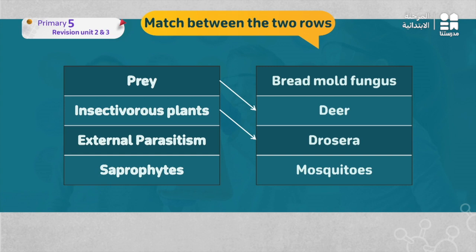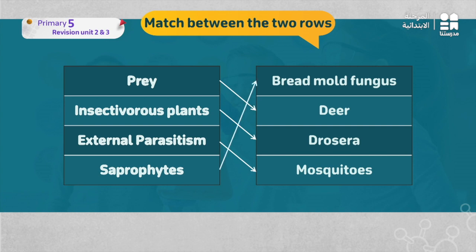External parasitism يعني ايه؟ It's a parasite that lives externally on the host's body. طيب زي ايه هنا from the examples that we have? It's not bread mold fungus قلنا ان هي saprophytes. طب والmosquitoes? Yes. So the external parasitism like the mosquitoes and the saprophytes like the bread mold fungus.